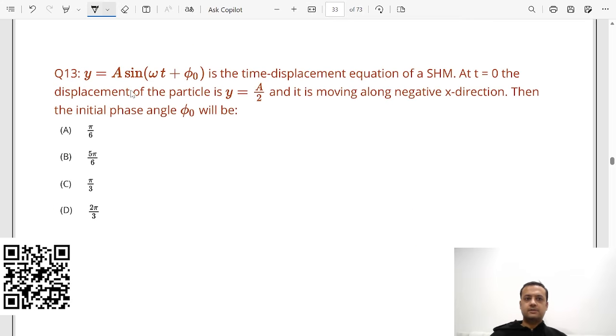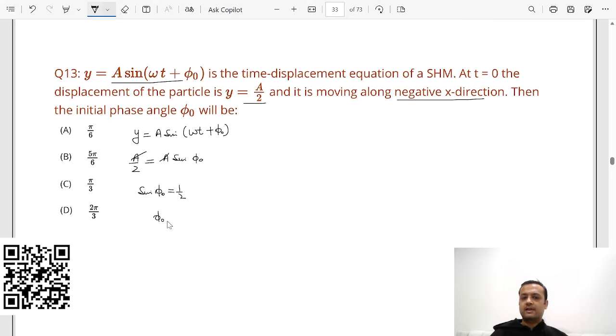So in this question, the equation of SHM is given, and at t equals 0, the particle was at a by 2 and was moving in the negative x direction. Y is equal to a sine of omega t plus phi naught. If I put t equals 0 here, then y should become a by 2. So this will be a sine phi naught, and a and a will get cancelled, so sine phi naught will be equal to half.